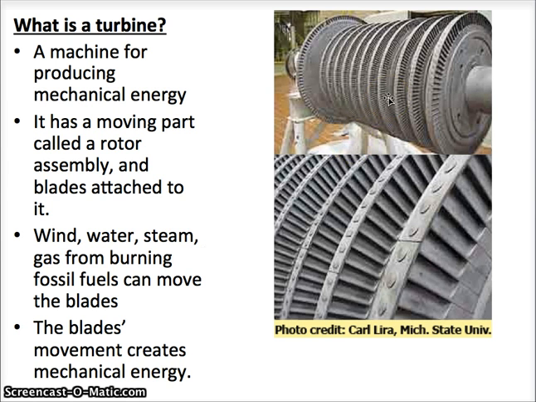First, we have the turbine. A turbine looks like this. It's actually a machine that produces what we call mechanical energy or energy of movement. It has a moving part called a rotor assembly with blades attached to it. Now, water, wind, steam, gas from burning fossil fuels can move these blades and rotate it very fast. And as the blades move in a circle, that creates mechanical energy.